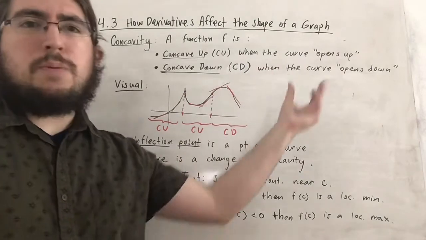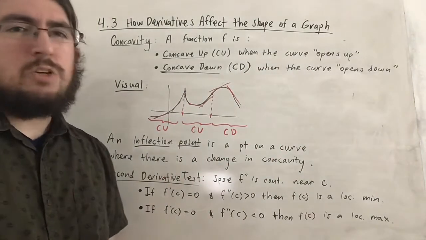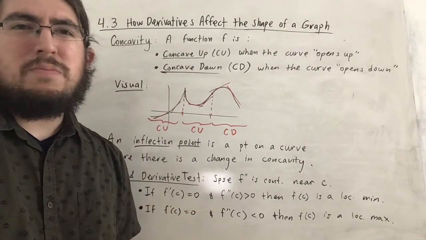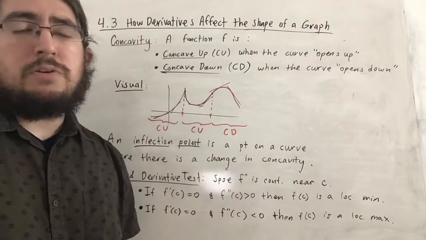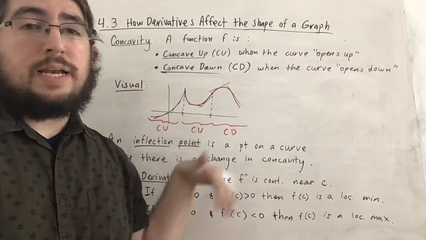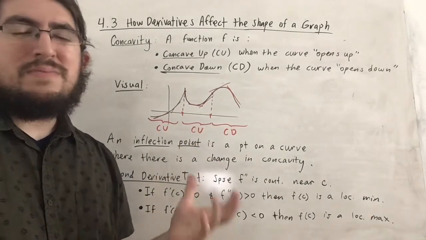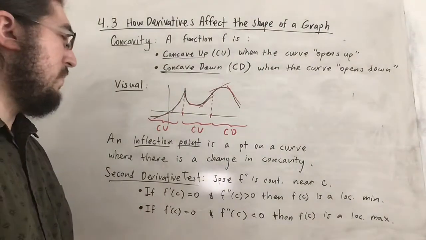Here I say opens up or opens down, but that's more of an intuitive way of describing it. It's not really mathematical, because what does it mean to open up? Well, visually you understand what it means when I point it out to you, but if I were to say all points that lie below a tangent line in that interval, that I think is maybe more mathematical, but that's, I guess, open to interpretation.